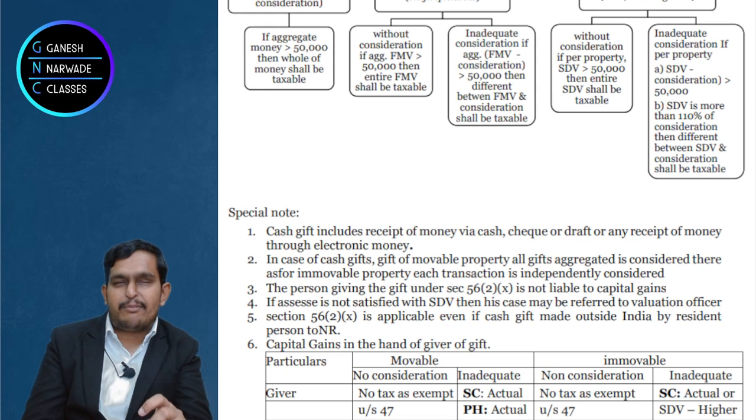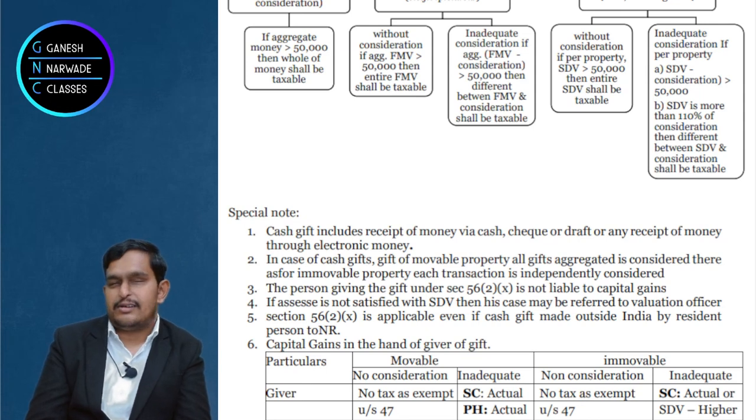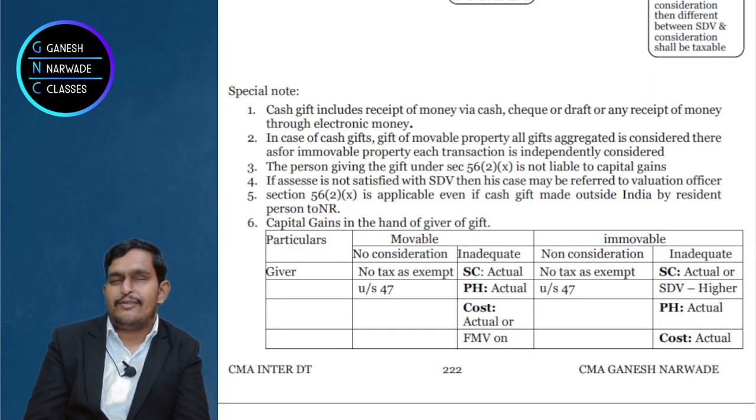Even though jewelry is a capital asset, and even though when I am giving a gift it is a transfer, still, under section 47, gifting is specifically exempt. If I am giving a gift without a single rupee of consideration, then the gift is fully exempt. The giver will not be taxed, the receiver will be taxed for sure. For the giver, there is no capital gain. For the receiver, there will be income from other sources if the conditions are satisfied.